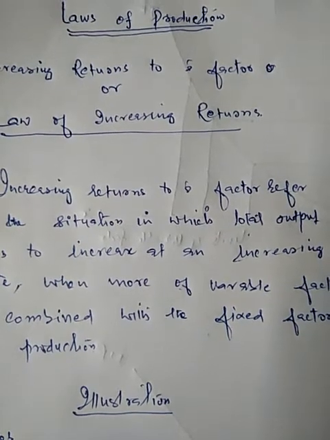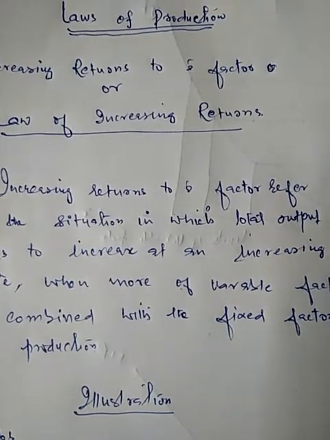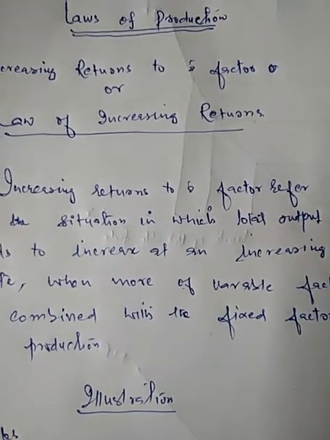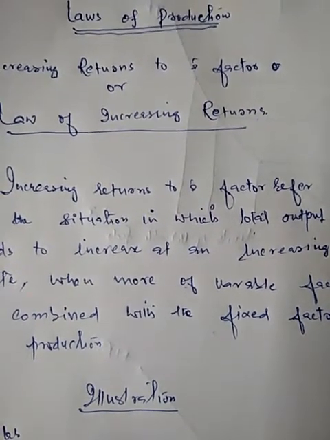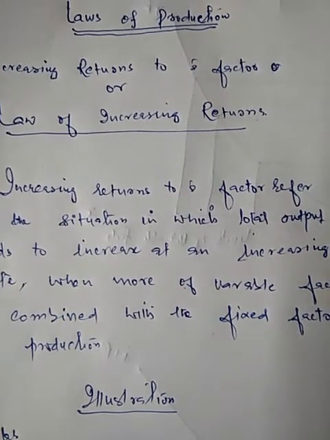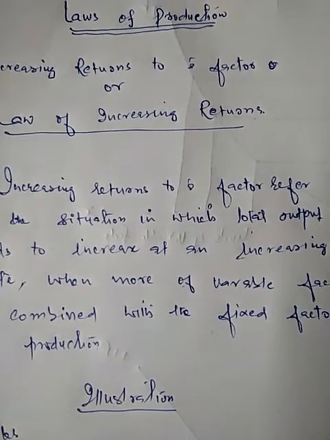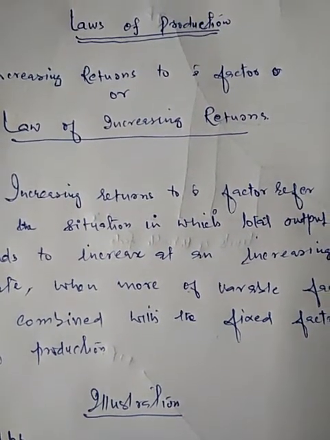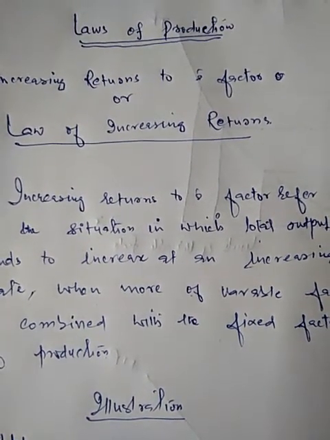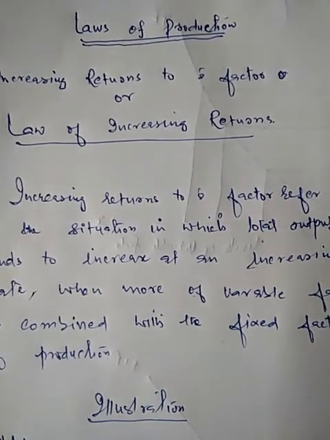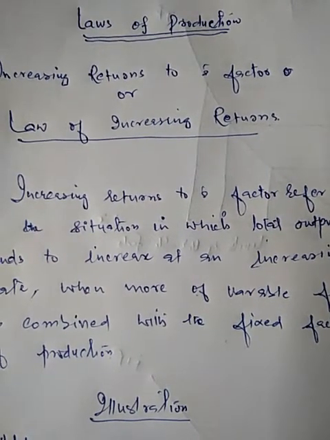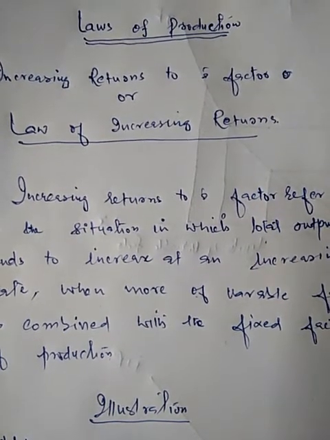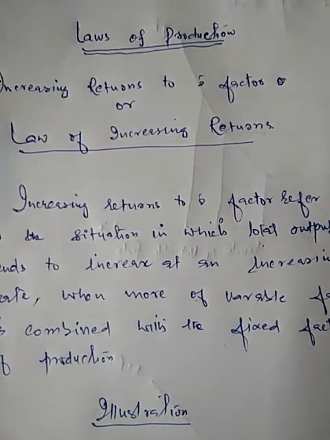Or in other words, we can say, as the proportion of one factor in a combination of factors is increased up to a point, remember, up to a point, the marginal productivity of the factor may increase. Marginal productivity of the factor may increase. Are you getting me? Total output increases at an increasing rate. In this case, marginal product may increase, or marginal productivity may increase.